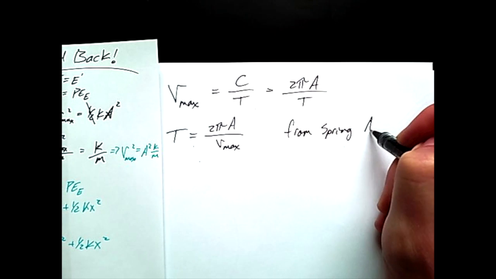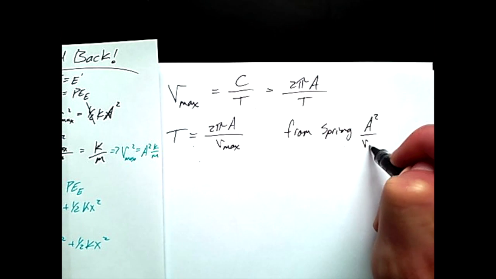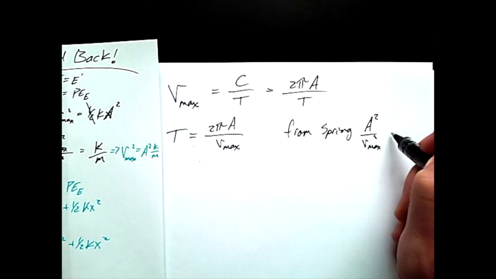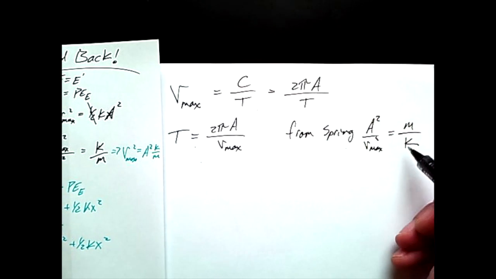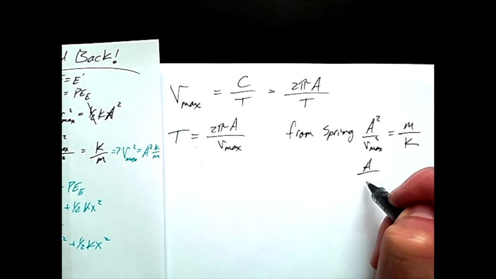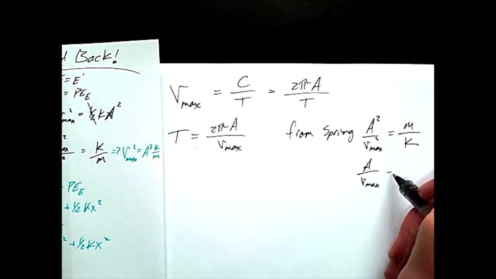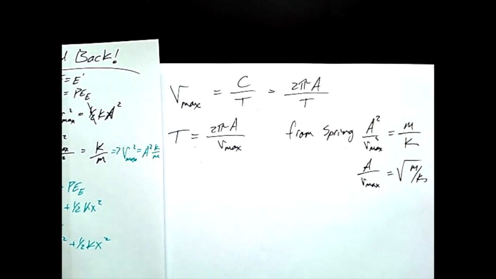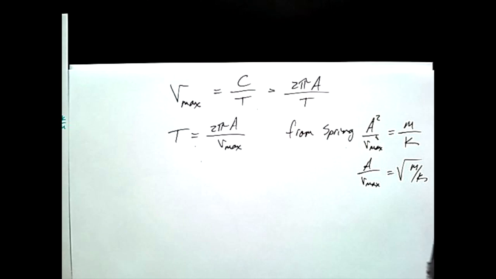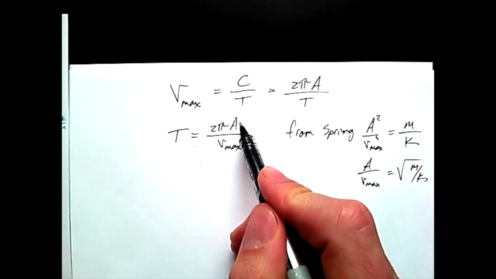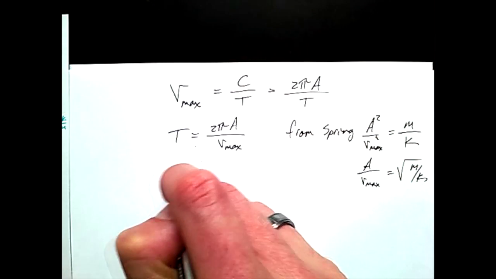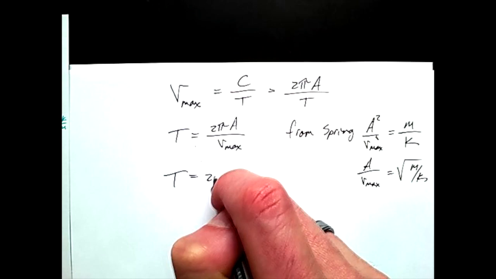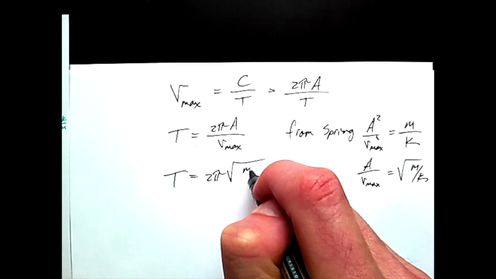we know that a squared over v max squared is equal to m over k, which means that the square root of m over k is equal to a over v max. Now we've done that so that we can introduce this a over v max as the square root of m over k. This shows us that the period is equal to 2 pi times the square root of m over k.